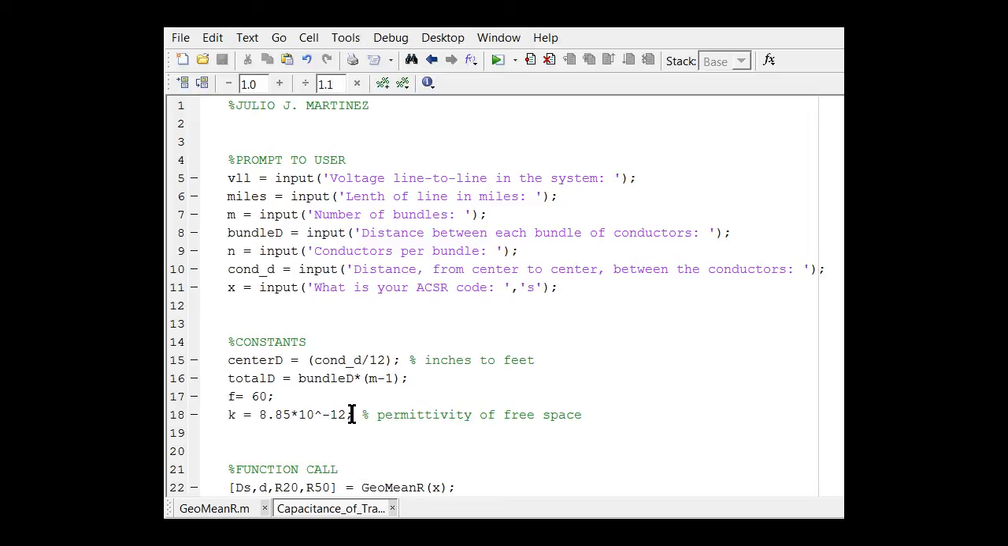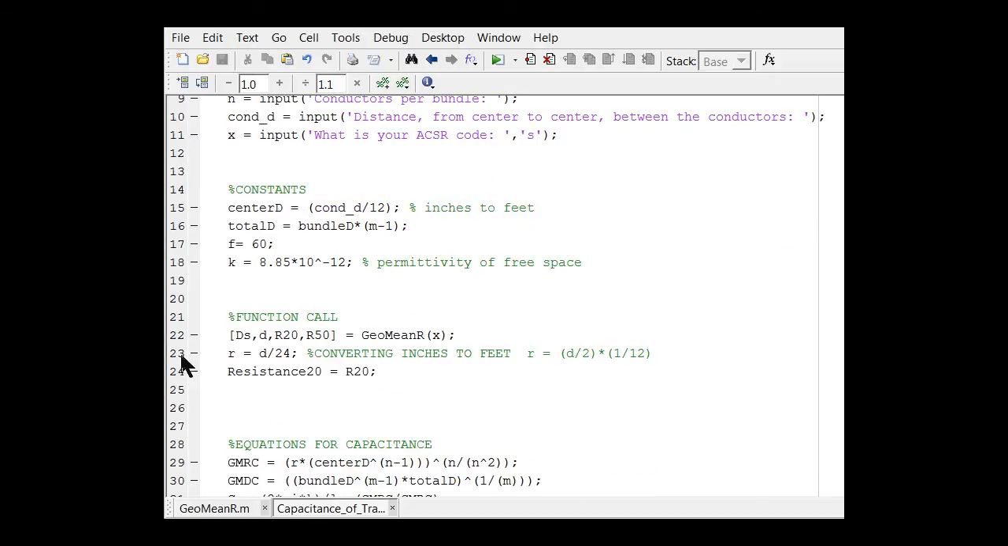and our permittivity of free space, which is used in our capacitance. Considering that we have a varied amount of conductors, I had to compose a function which could contain all the information of the conductors. Let's take a look at that now.